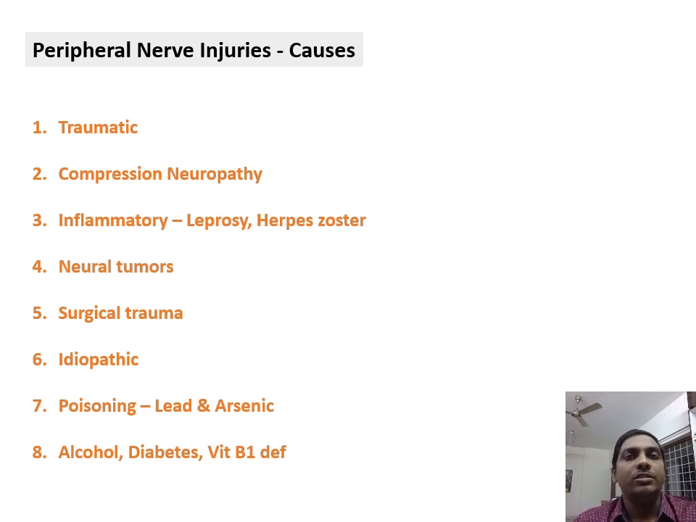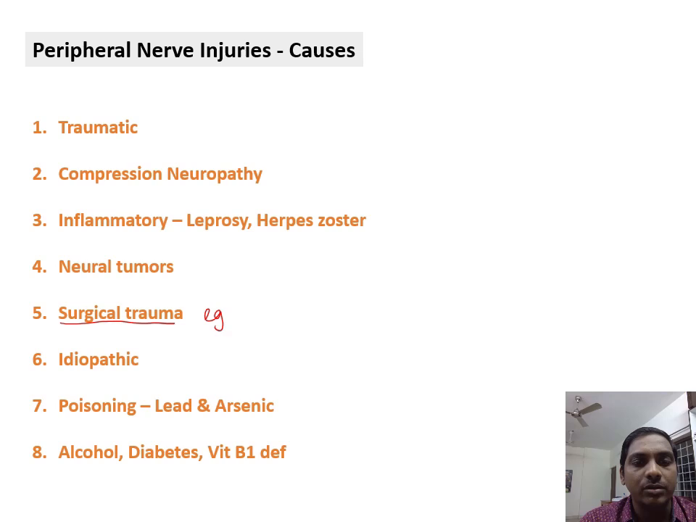The common causes of peripheral nerve injuries: the most common are mostly traumatic, either an external trauma or a trauma inflicted through surgeries. When you're operating on soft tissue tumors, or on other surgeries where the nerve is in very close proximity, you can injure it. So surgical trauma is one important cause.